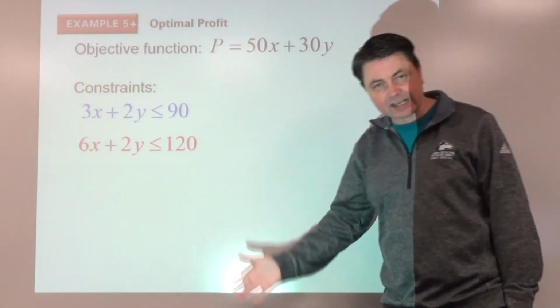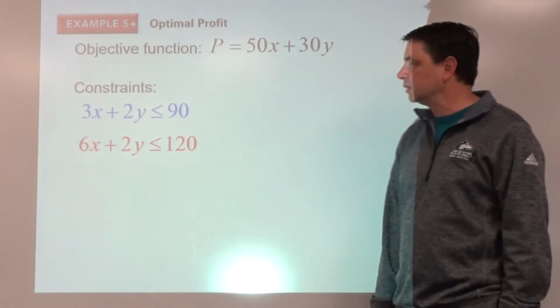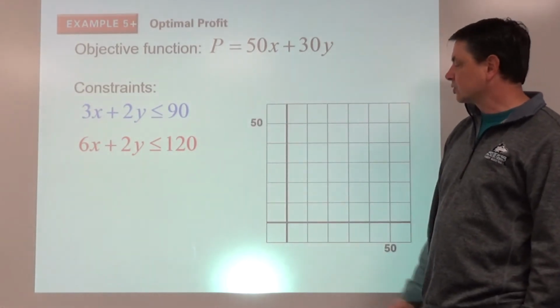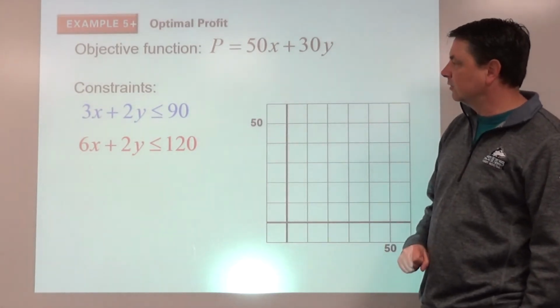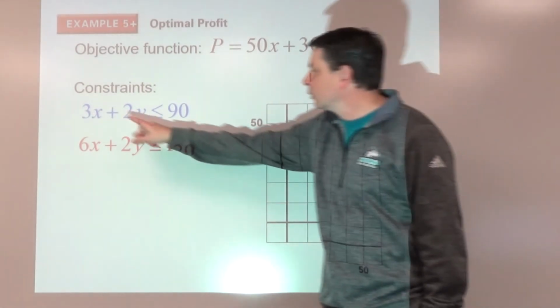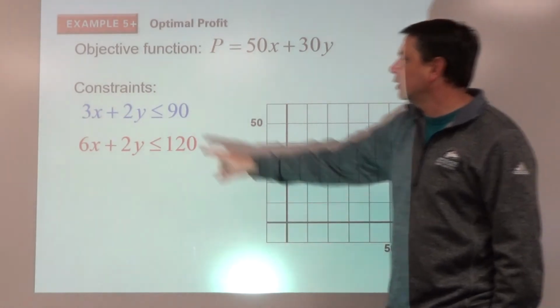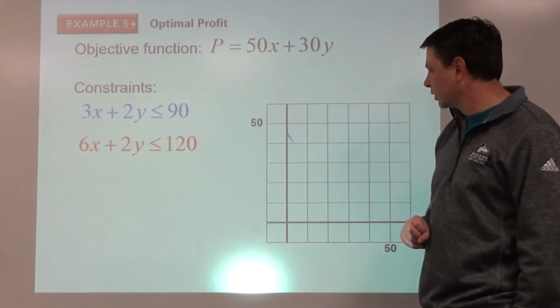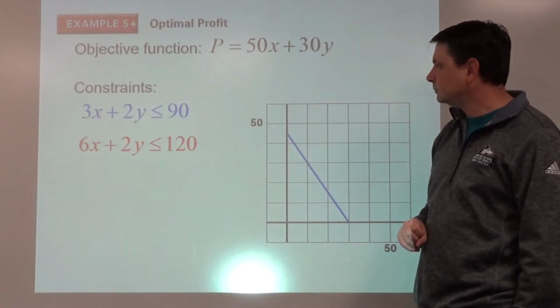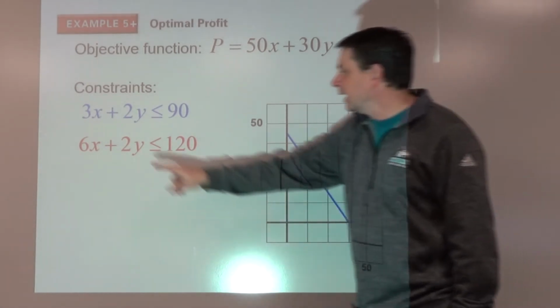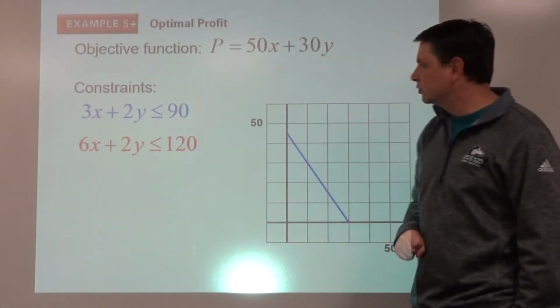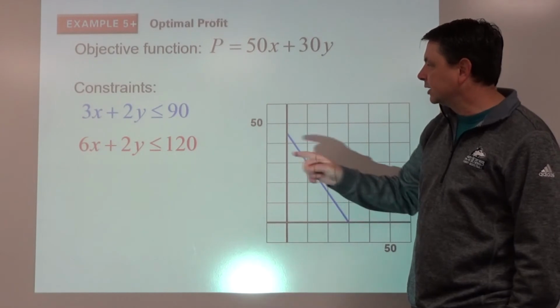And then again, X has to be greater than or equal to 0, Y has to be greater than or equal to 0. Let's graph each of these based off of tens. So here we've got an x-intercept of 30, 0, y-intercept of 0, 45, and x-intercept of 20, and a y-intercept of 60.